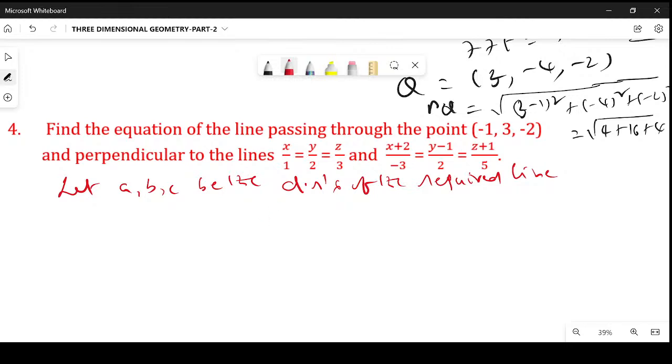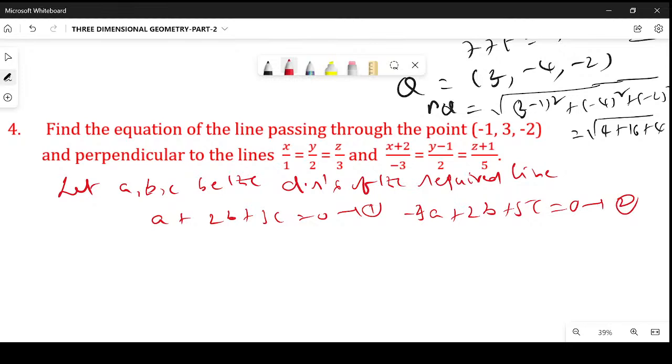The required line is perpendicular to the given lines. Using the perpendicular property, since this line is perpendicular to the given line, I can write A plus 2B plus 3C equal to 0. This is equation 1. And for the other line, the perpendicular condition gives minus 3A plus 2B plus 5C equal to 0. This is equation 2.